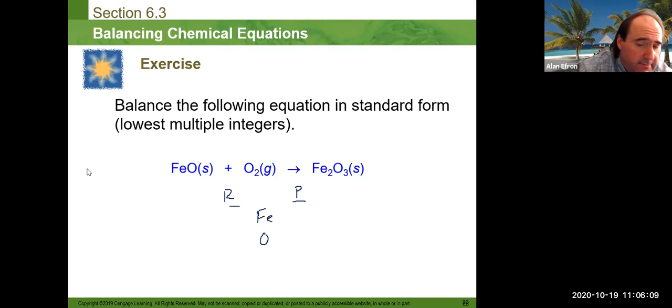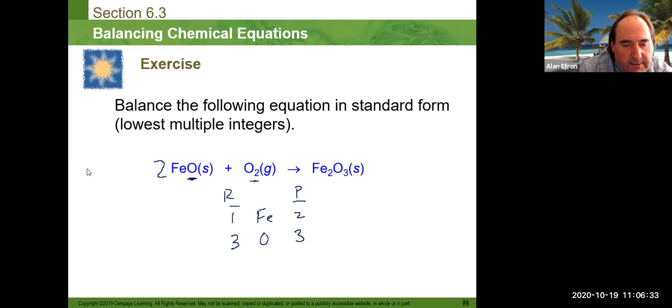We have oxygen. So left-hand side, we have one iron. Right-hand side, we have two irons. Left-hand side, we have three oxygens, one there and two there, gives us three. On the right-hand side, we also have three oxygens. So it seems not too bad. It seems like we're pretty much balanced except for the iron. So that's probably a good place to start.